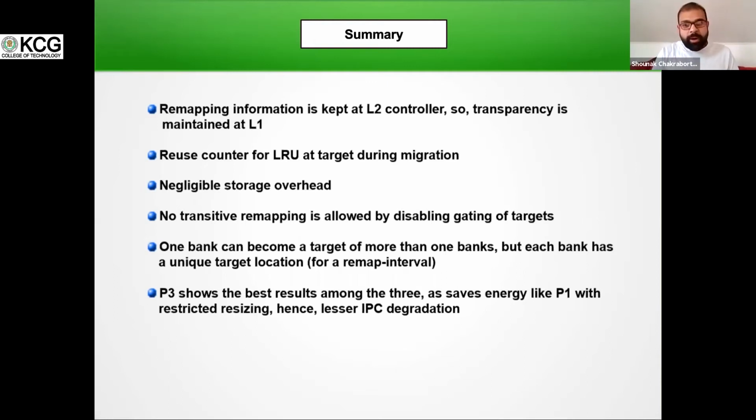Also, transitive remapping was not allowed, because we are not allowed to disable any kind of targets; the target will not be gated. Next, one bank can become a target of more than one bank, but the reverse is not true, because you can send all of the data from a particular bank to another particular bank, which is the target, but you cannot send them to multiple banks. P3 shows the best result out of these 3, as it saves energy like P1 with the restricted resizing, hence the lesser degradation in IPC.